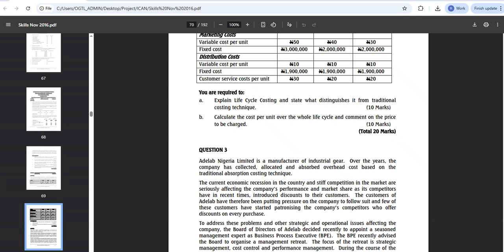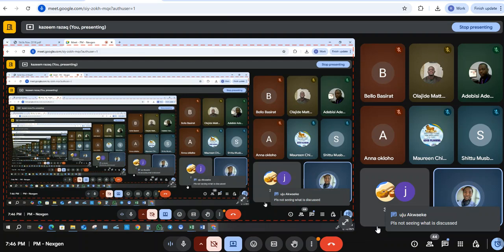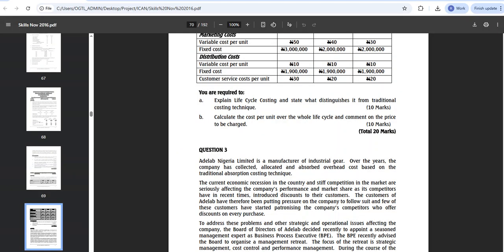So, what did we discuss on life cycle costing? Please go ahead and speak. Go ahead and speak. Are you sure you don't understand? So, someone should take us through life cycle costing. What do you understand by life cycle costing?